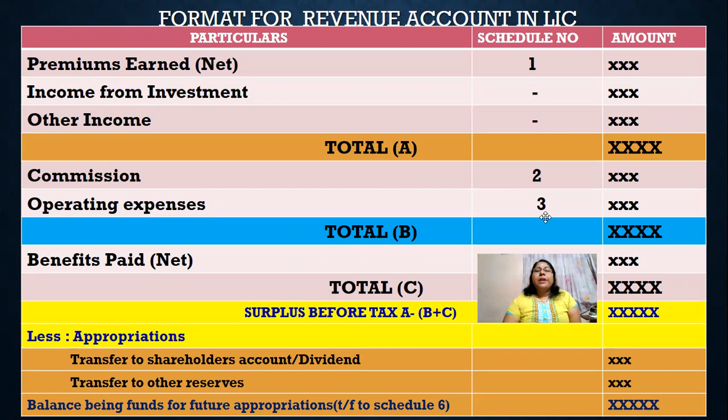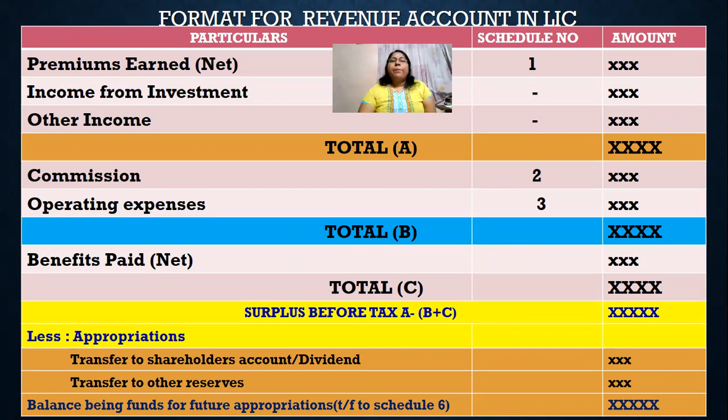Then finally, we need to look into what the benefits paid by the life insurance company are. We need to look into the problem. It can be claims by death or maturity or surrenders or annuities. So there are certain benefits usually given by the life insurance company. After looking into the problem, we'll get an idea of the benefits paid by this life insurance company for this year. We'll get the total and we'll show it here. That total is called total C.